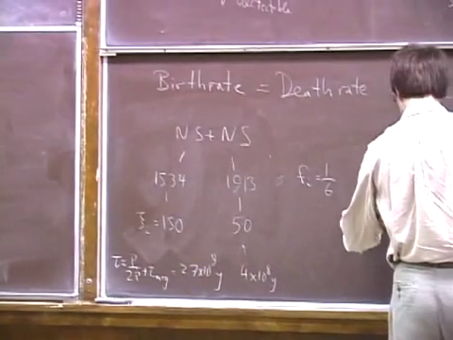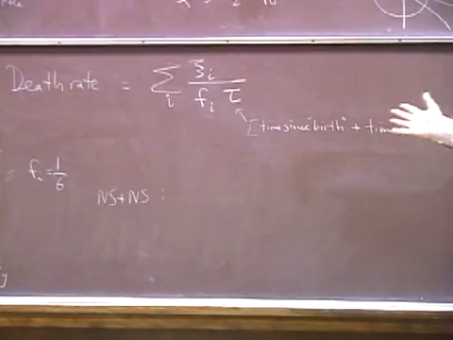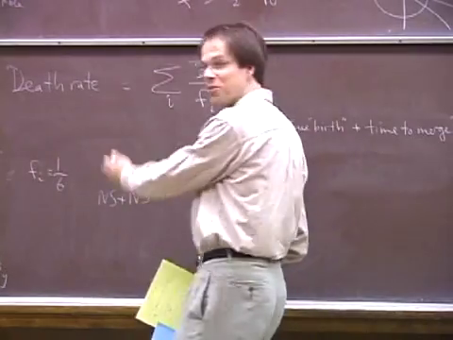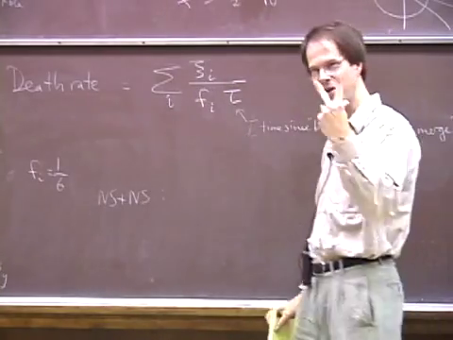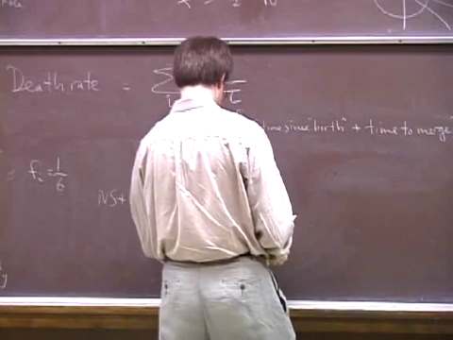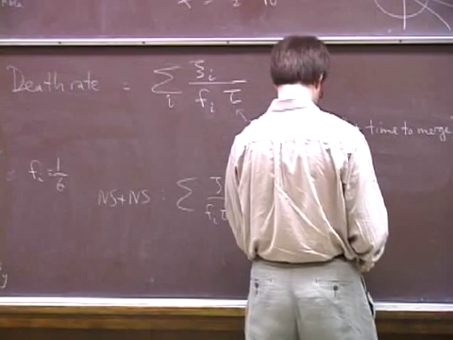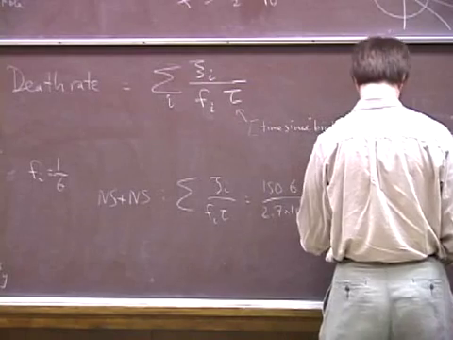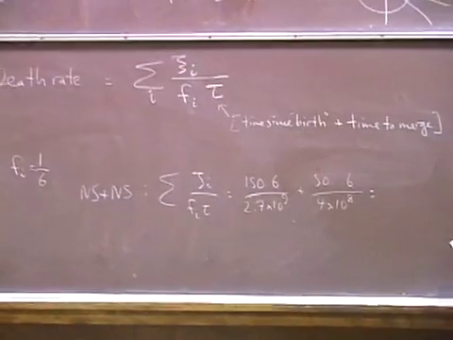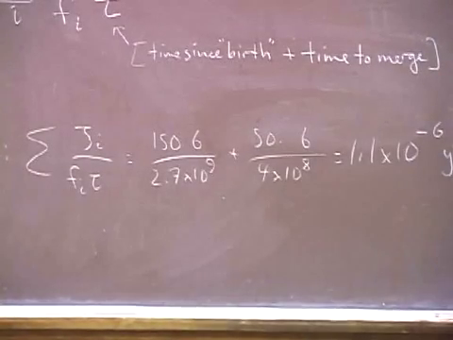So our neutron star plus neutron star birth rate in the Milky Way is estimated, as all brave astronomers do, from a grand total of 2 discovered sources. That's what we've discovered in 30 years of hard work with radio astronomy: 2. Best we can do. So we have the sum of psi i over f i tau. That's 150 times 6 over 2.7 by 10 to the 9, plus 50 times 6 over 4 by 10 to the 8th. It turns out the two have comparable contributions, and it's 1.1 by 10 to the minus 6 per year.